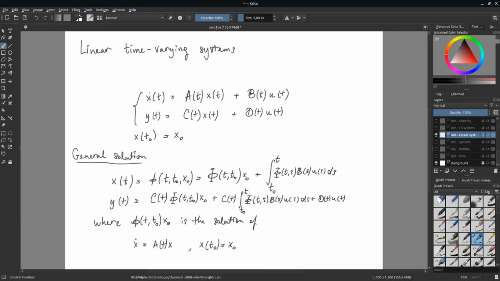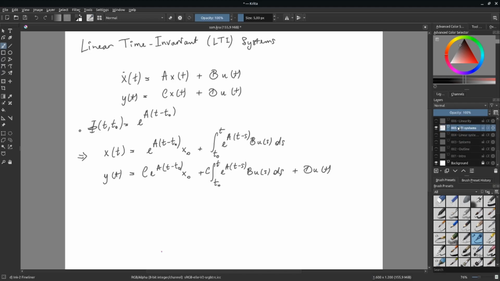And this big thing, phi of t, t0, it's a matrix, and it's the solution of the equation x dot of t is equal to A of t times x. So basically imagine you only have the state and no input, or the input is equal to zero. The solution of that equation gives you this matrix or operator phi of t, t0. And obviously, depending on what A of t looks like, this can be super hard to compute.